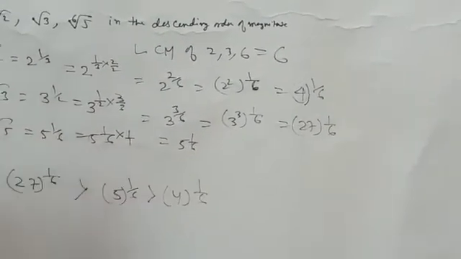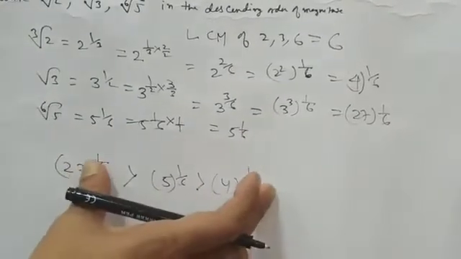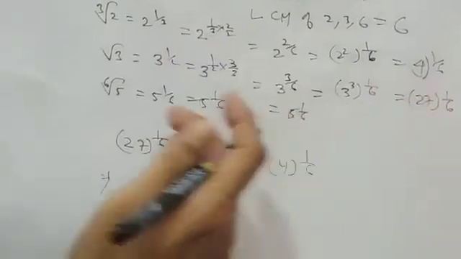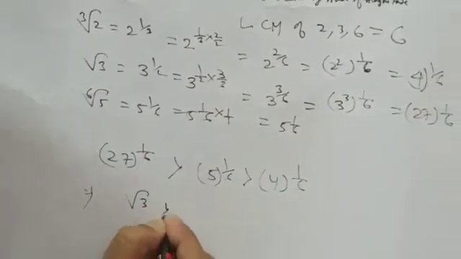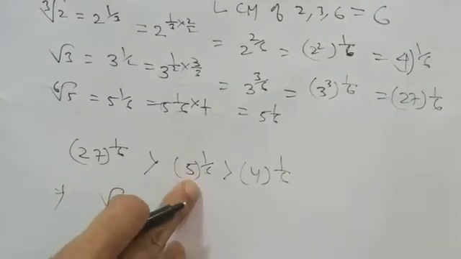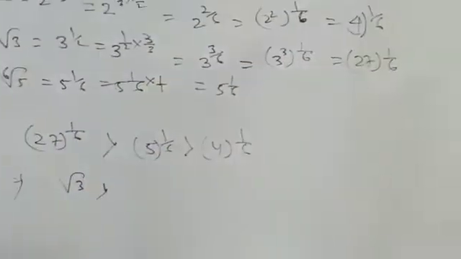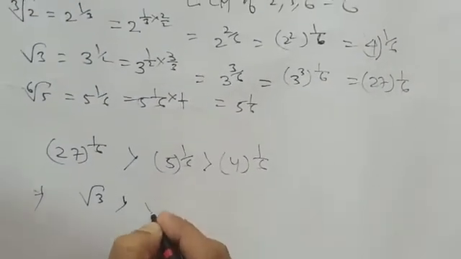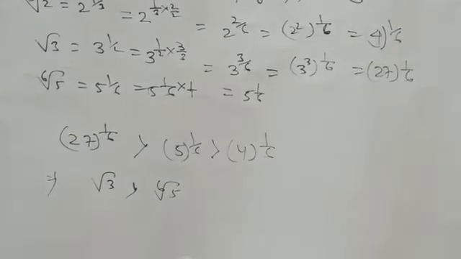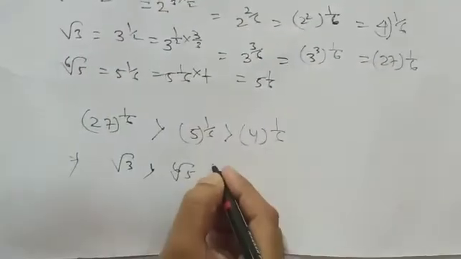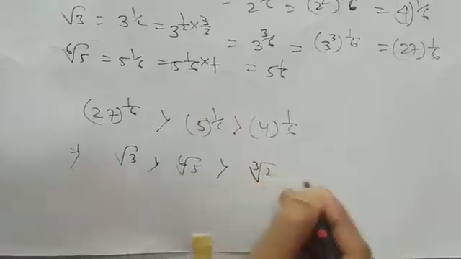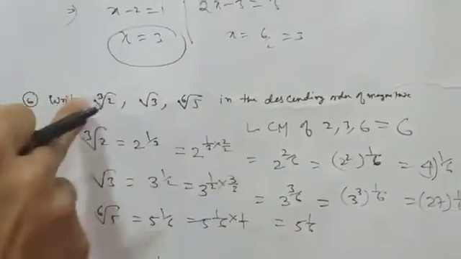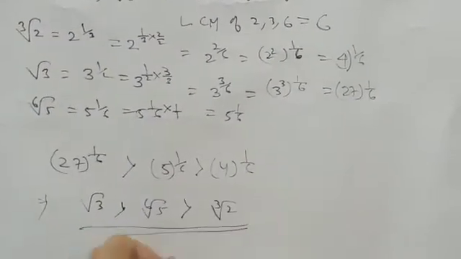So it's quite easy for us to solve this. Now decode this one. 27 to the power 1 by 6 is nothing but root 3, which is greater than 5 to the power 1 by 6, that we have with the same 6th power, and next is 4 to the power 1 by 6, we are talking about the cube root of 2. So this is greater, second one is this, and the last one is this. So this is your final solution.